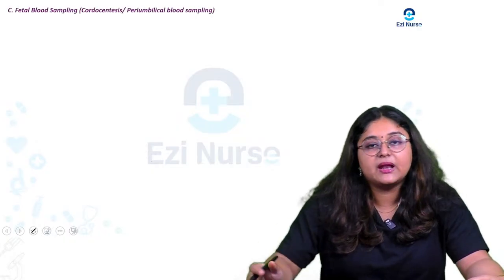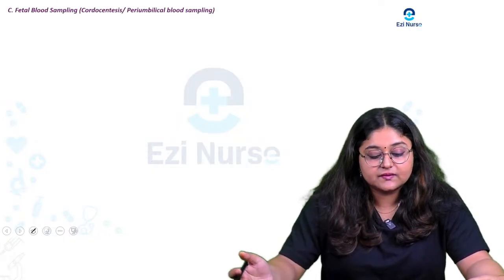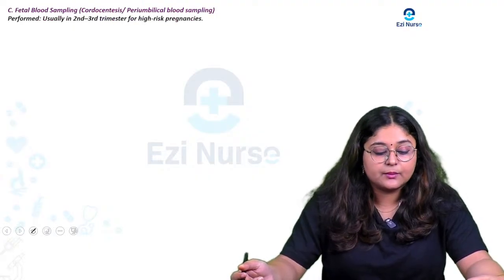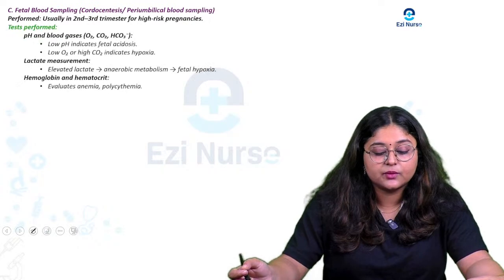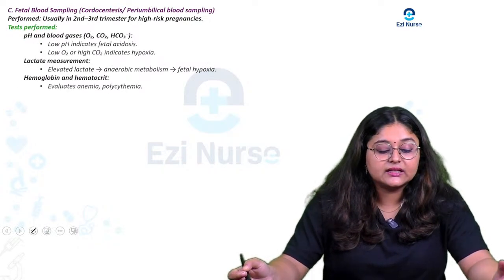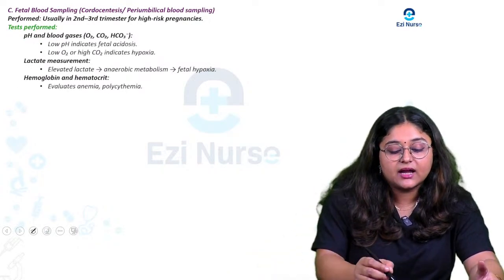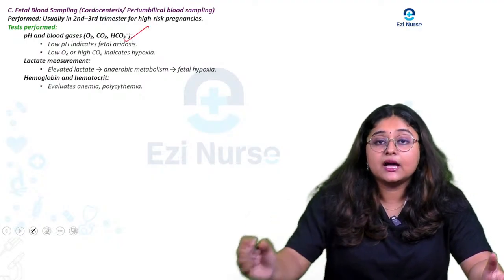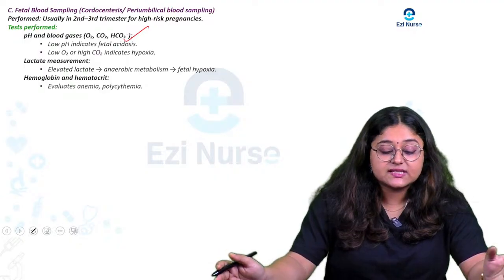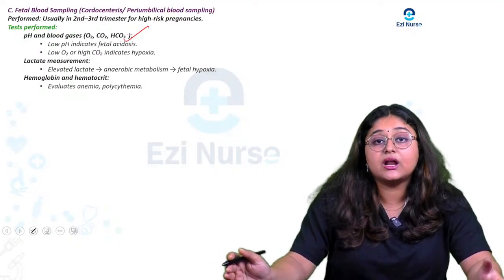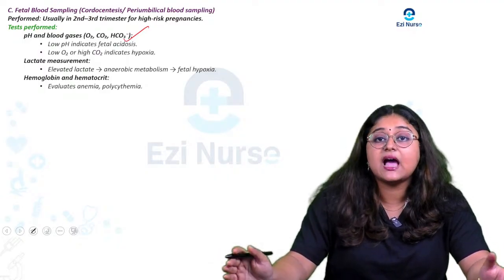Next is fetal blood sampling, or cordocentesis, or percutaneous umbilical blood sampling. Okay, it is usually performed in the second or third trimester of a high-risk pregnancy. Under this test, pH and blood gases are measured, like oxygen, carbon dioxide, HCO3 minus. Low pH indicates fetal acidosis, and low oxygen or high carbon dioxide indicates hypoxia.